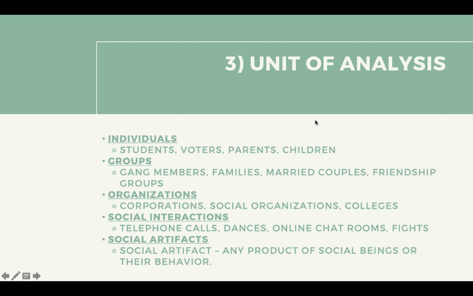You can look at individuals, such as students, people, parents, children, voters. You can look at groups of people: gang members, friendship groups, organizations, fraternities, or colleges. You can look at social interactions, telephone calls, online chat rooms, and then social artifacts.